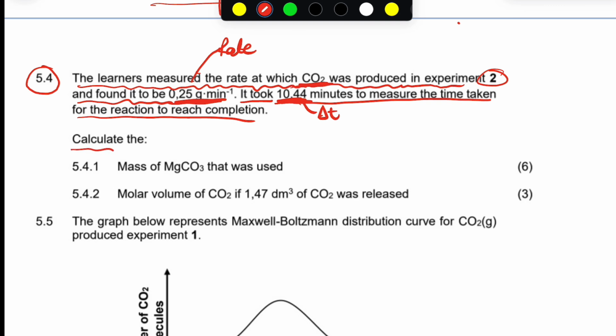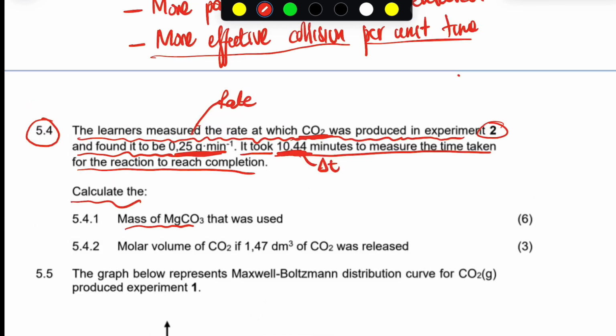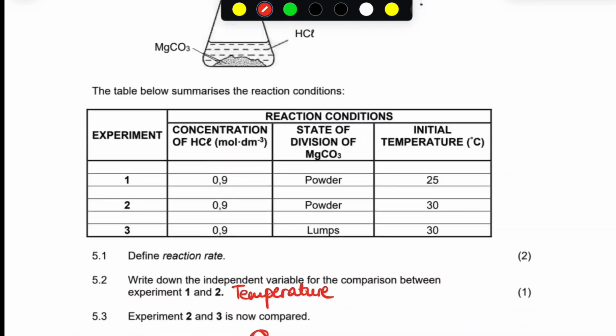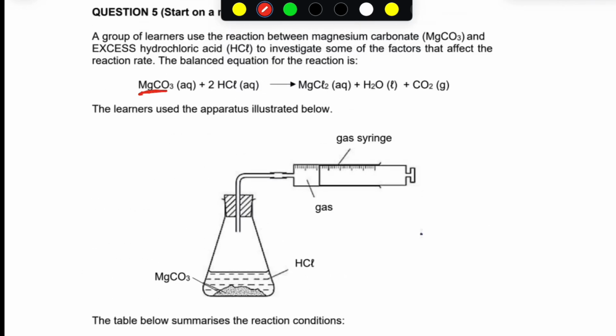Now they say calculate the mass of magnesium carbonate that was used. So from this reaction, we want the mass of this that reacted to give us this. What are we given now? We're given the rate at which the carbon dioxide was produced. That can help us to get the amount that was used. Remember, this one is the limiting reagent. It has been used up completely. So this rate is going to help us to get the amount that has been used up.